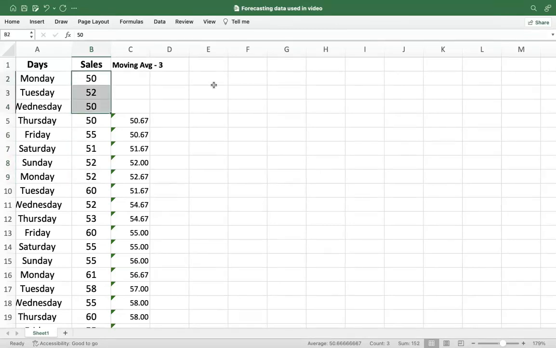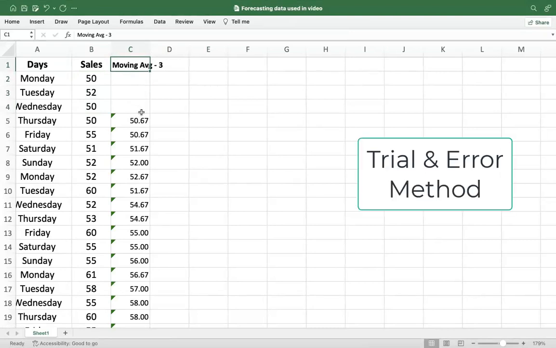A few more things. Why am I using 3? Is there a reason for using 3? Can I also use a 2-period moving average, 4-period moving average, 5, 6, 7? Yes, we can do that. And actually, we will do that. This is how we make a decision on whether it should be 3, 4, 5, 6, or 7. This is called trial and error. Okay, let me do it here very quickly.